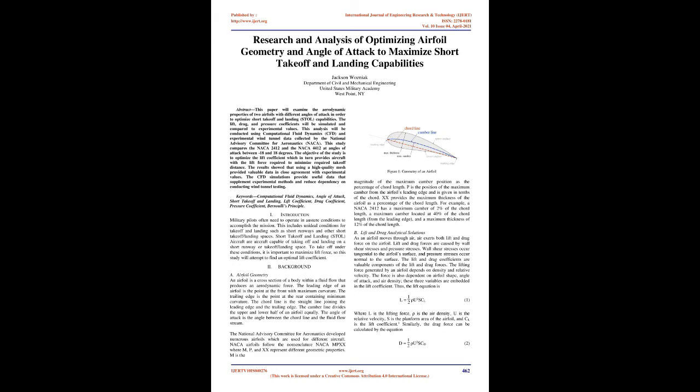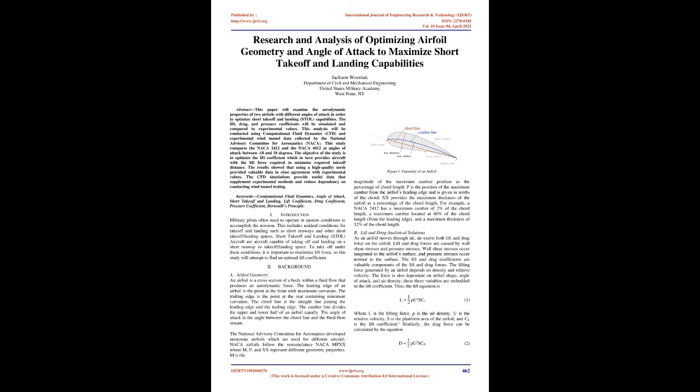Introduction: military pilots often need to operate in austere conditions to accomplish the mission. This includes unideal conditions for takeoff and landing, such as short runways and other short takeoff/landing spaces. Short takeoff and landing, STOL, aircraft are aircraft capable of taking off and landing on a short runway or takeoff/landing space. To take off under these conditions, it is important to maximize lift force, so this study will attempt to find an optimal lift coefficient.